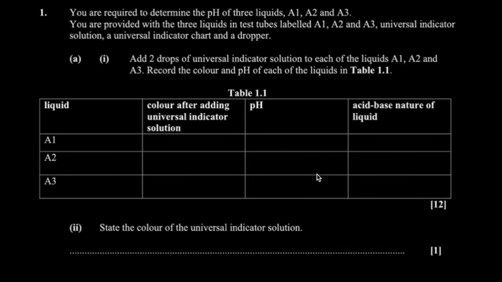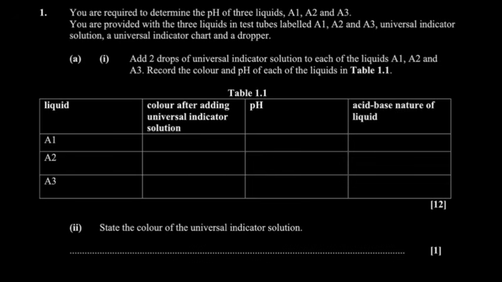So what I'll do instead, since most of you are really looking forward to the paper 3 questions for combined science, is we'll just discuss some of the things that you should look out for, and also some of the principles that they test in the combined science paper 3 exam. The first question, question 1, says you're required to determine the pH of 3 liquids.